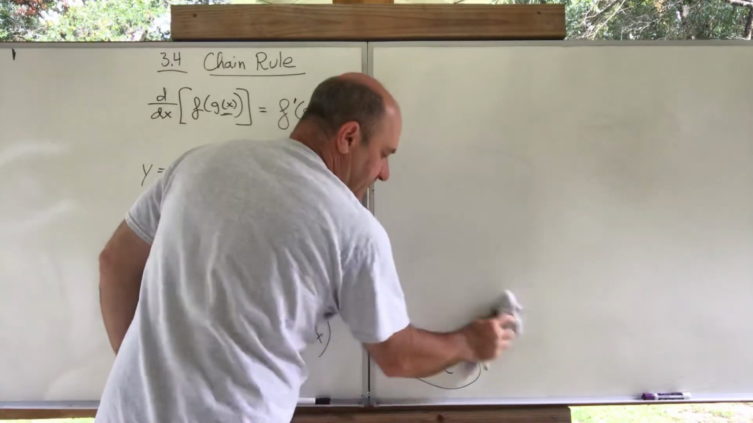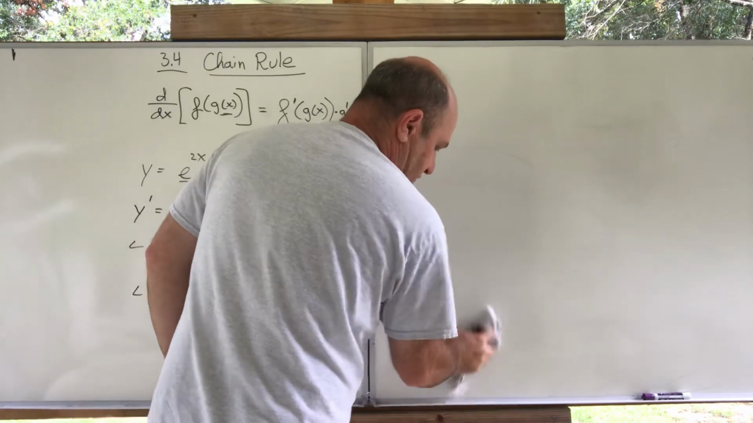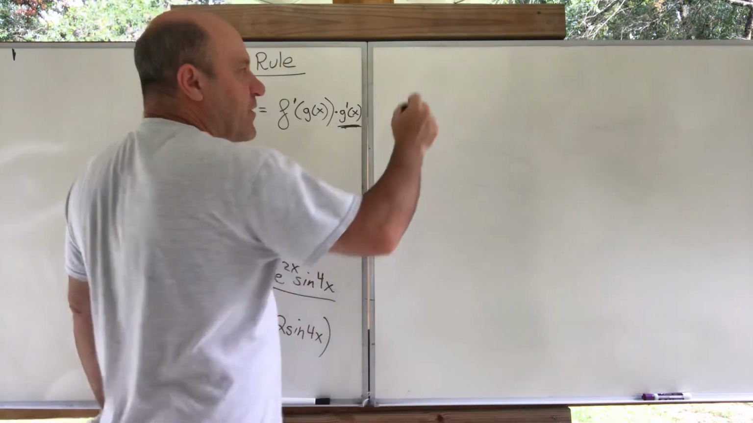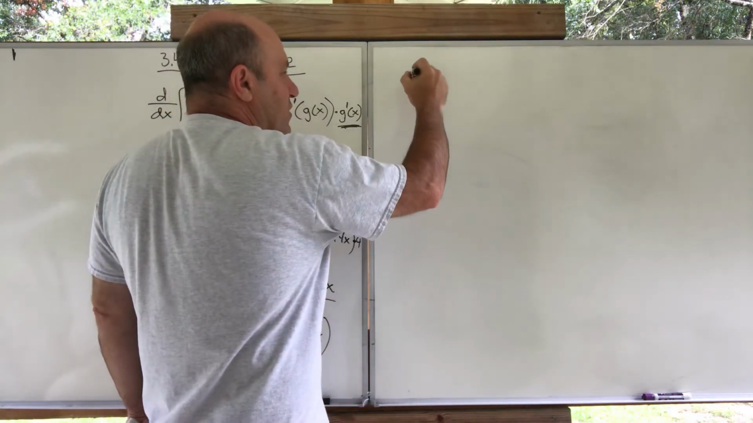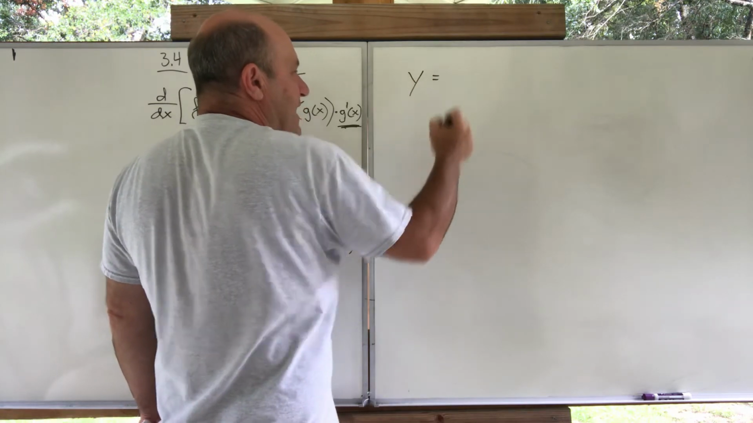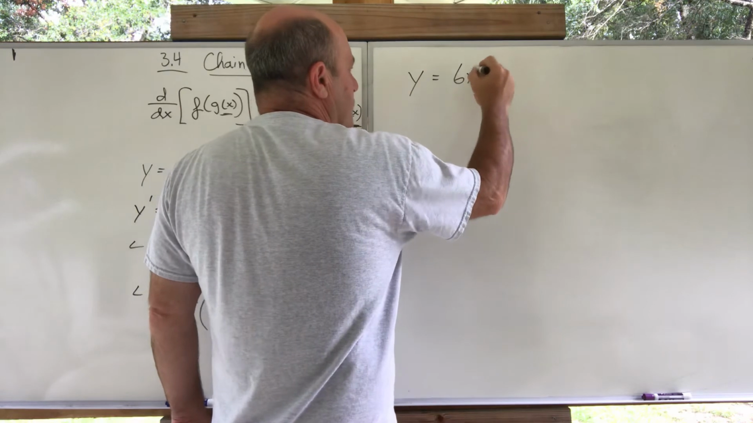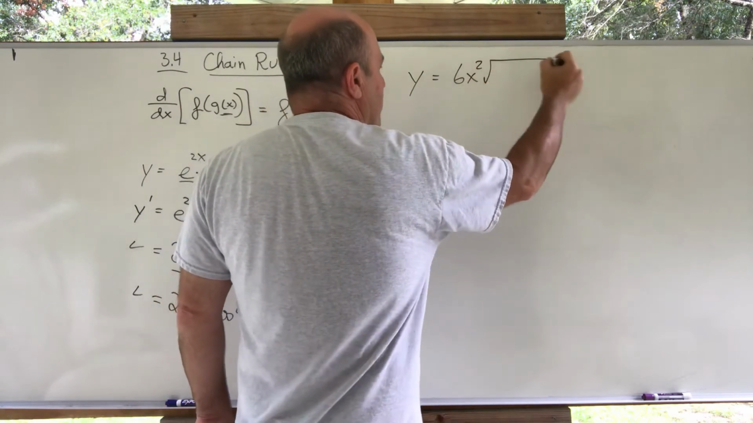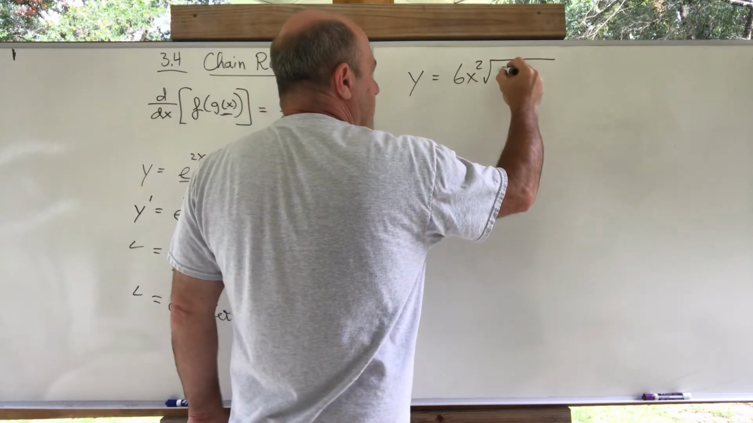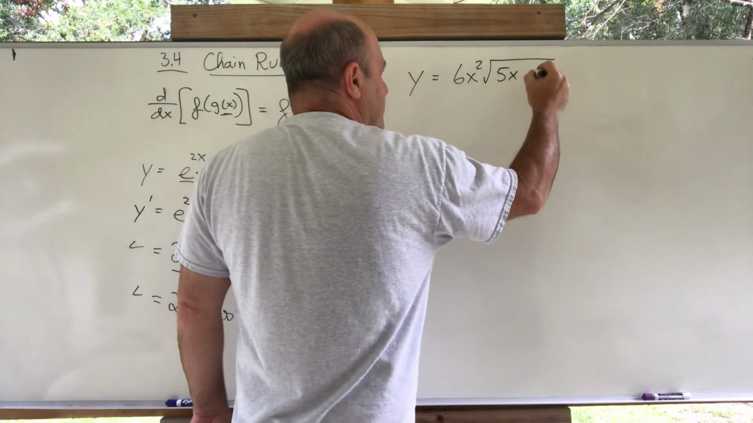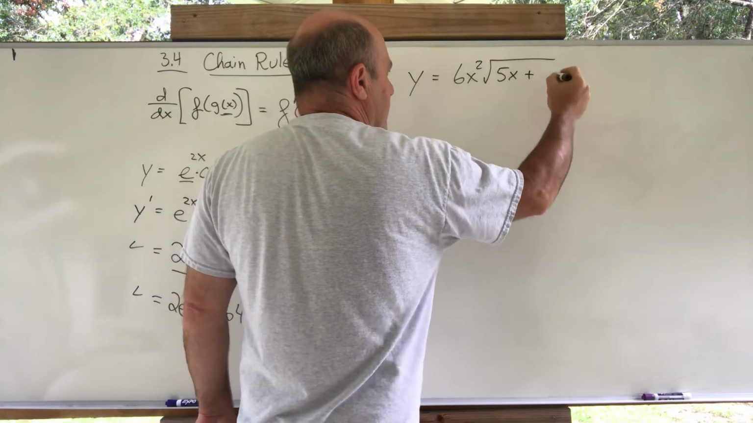Let's try another one. This is one of my favorite problems here. This is one of my favorites, and the favorite part is kind of cleaning this up here. Let's work on this. Y is 6x squared times the square root of 5x plus 1.